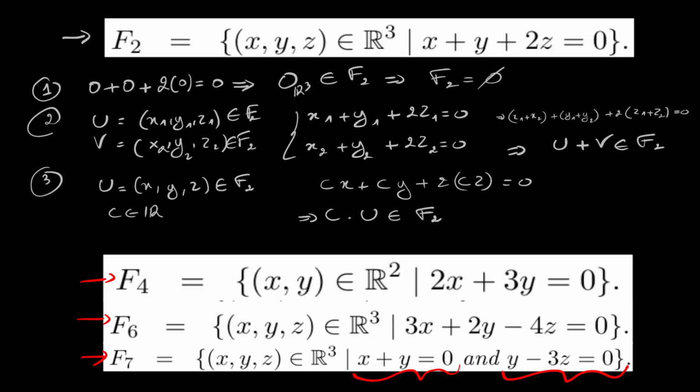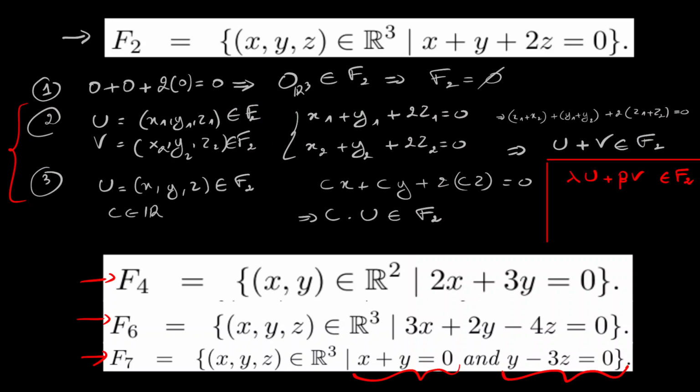I have to remind you of this: the two conditions 2 and 3 can be replaced by only one condition, which is proving that a linear combination of two vectors from F2 is also in our set F2. Therefore, they are all vector subspaces.